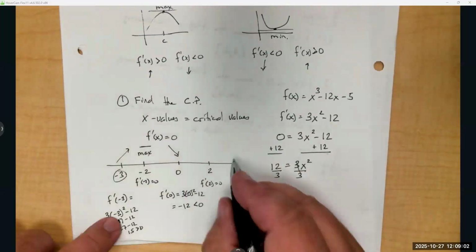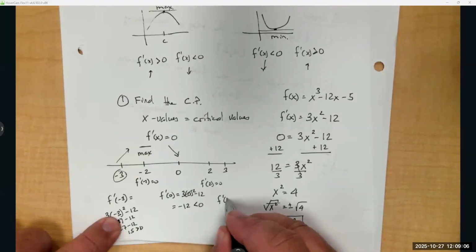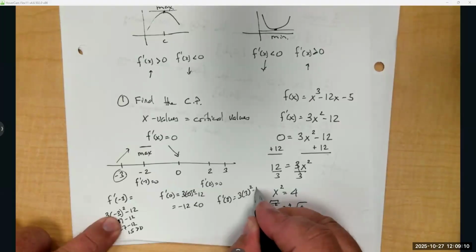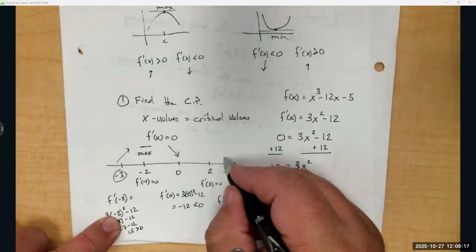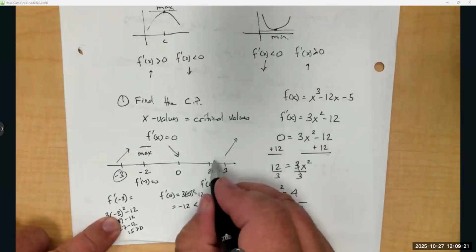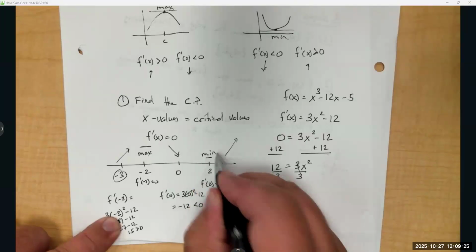So what's happening to the right of it? Let's pick 3. F prime of 3 is 3 times 3 squared minus 12. 27 minus 12 is 15 again. So here it's increasing. So at 2, we have a min.